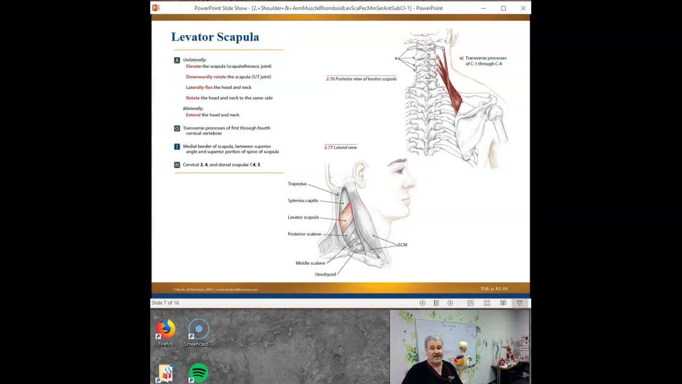Levator kind of sounds like elevator. What do you suppose, Miss Bilotic, what do you suppose the levator scapula does? It elevates. Elevates what? The scapula. Yeah, it's exactly 100% correct. Thank you, Miss Bilotic. It does exactly that. Its name says it all. It is the elevator of the scapula. It elevates the scapula.